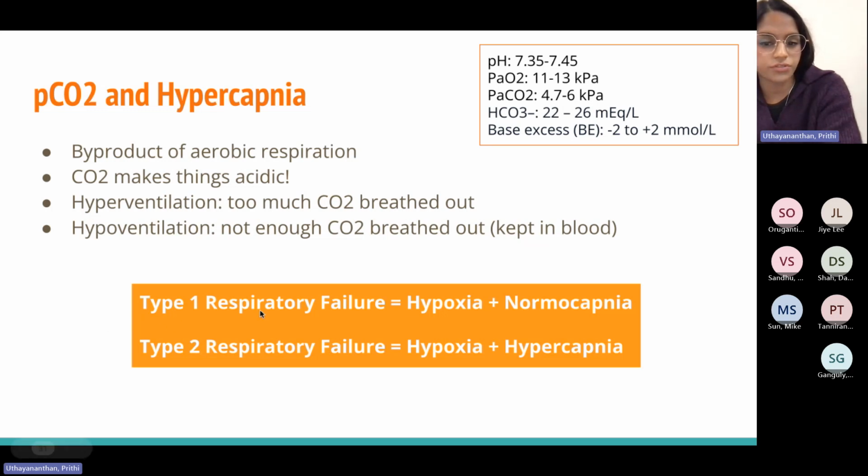Quickly, type 1 respiratory failure is hypoxia with normal CO2 levels, and type 2 respiratory failure is hypoxia with high CO2 levels. An easy way to remember that is that type 2 has 2 things wrong with it.